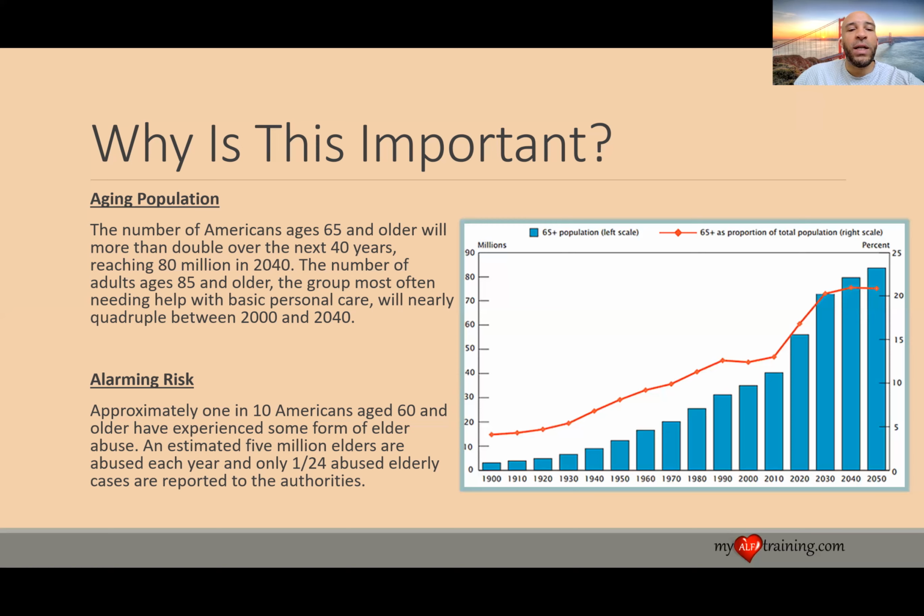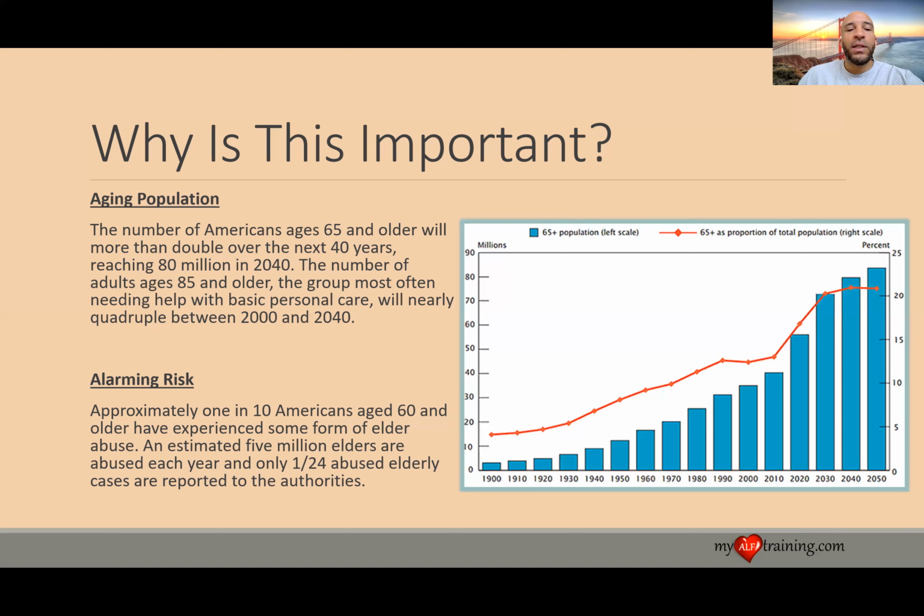Approximately 1 in 10 Americans aged 60 and older have already experienced some form of elder abuse. So we can only imagine, given the information we just talked about with the population aging so rapidly and tremendously, how that number will elevate in the years to come, as there is an estimated 5 million elders who are abused every year, while only 1 in 24 abused elderly cases are reported.